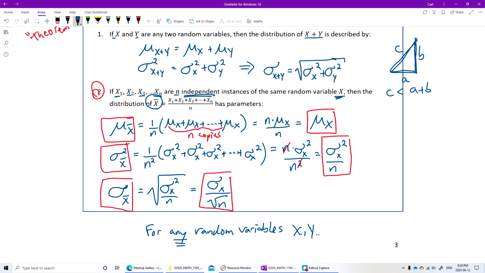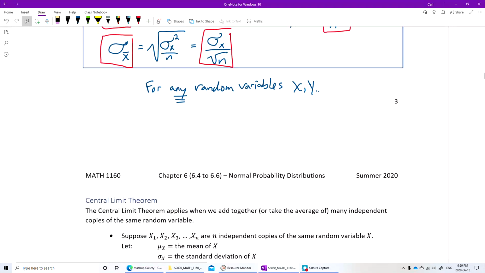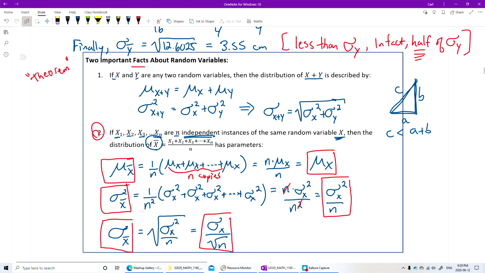Okay, so we're going to stop this video here. The next thing we're going to look at is, under certain circumstances, which are very common circumstances, the distribution of x bar is actually going to be a normal distribution. And that fact is going to be called the central limit theorem.